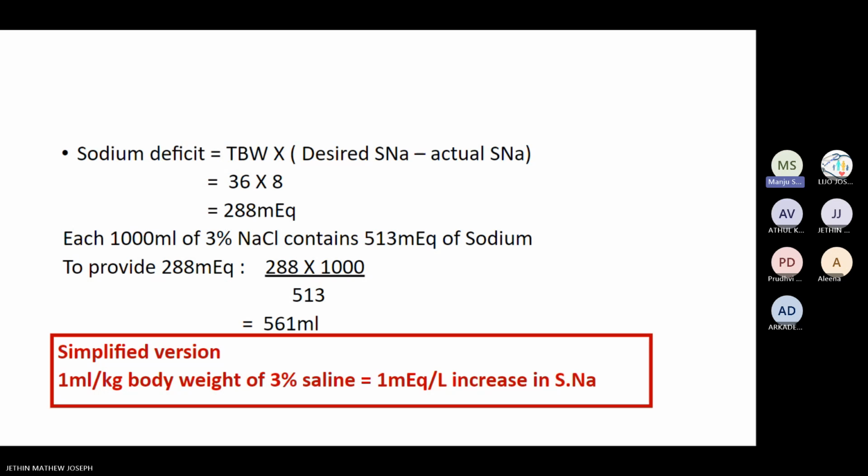If you want to do it offhand, this simplified version is much easier, which tells that 1 ml per kg body weight of your 3% saline will cause a 1 milliequivalent rise. So for this 60 kg person, if I'm going to give him 60 ml of 3% NaCl, I'm anticipating a rise of around 1 milliequivalent. So based on that, if I want a rise of only around 4 to 6, how much should I give? This will be a very rough guide. But there is no substitute for checking the serum sodium. You will have to keep monitoring the serum sodium and titrate your correction based on that.